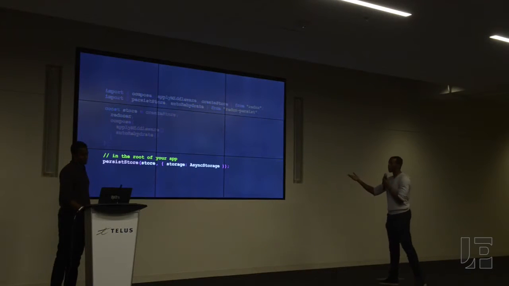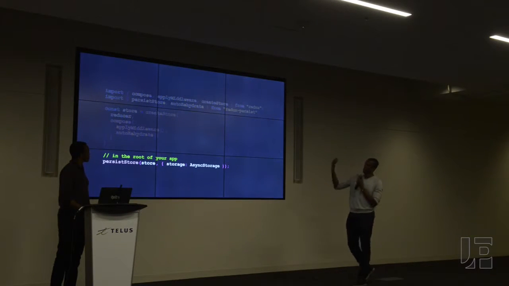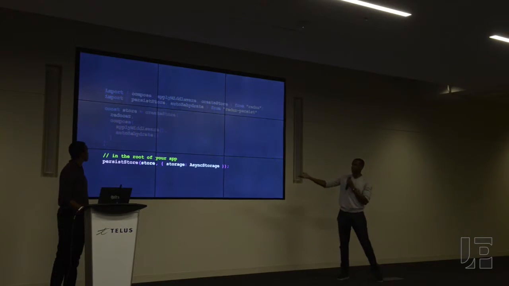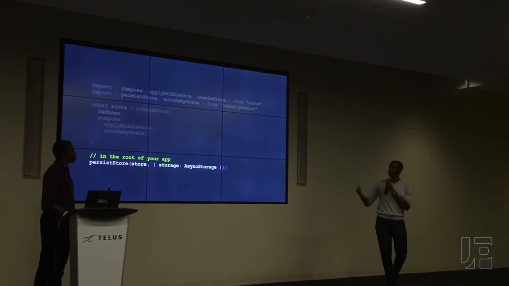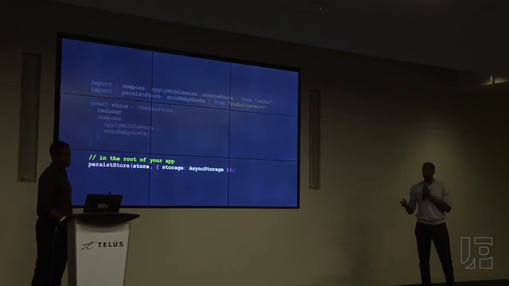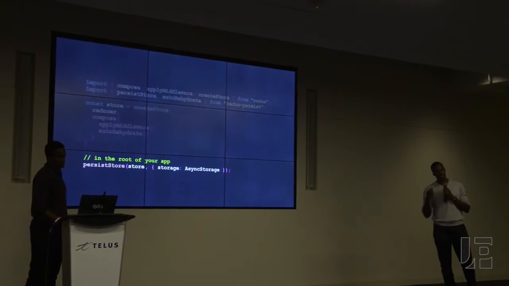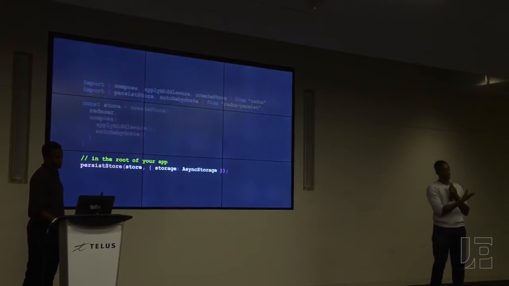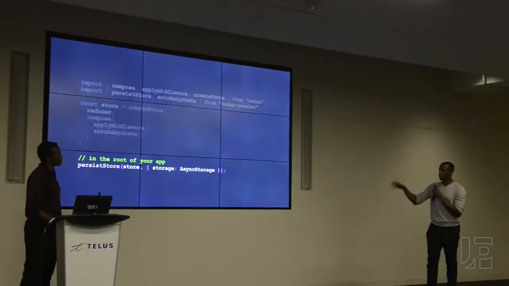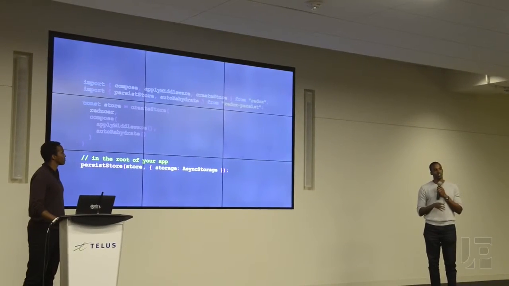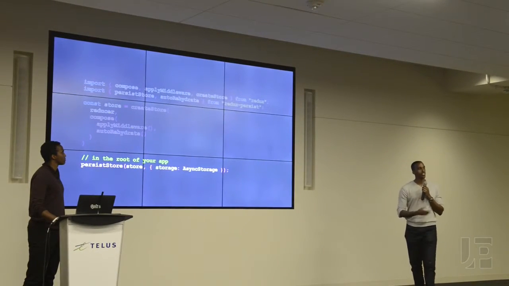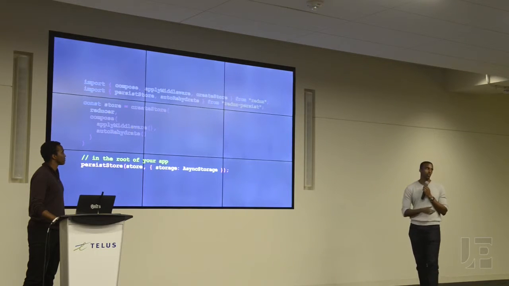And then in the root of your app, or anywhere in your app, you can just run the persistStore method, give your store as the first argument, and then define your storage. You can use Redux Persist for more than just native applications. You can even use it for React web. Storage will default to local storage. But if you're building a mobile application, you most likely want to use async storage.